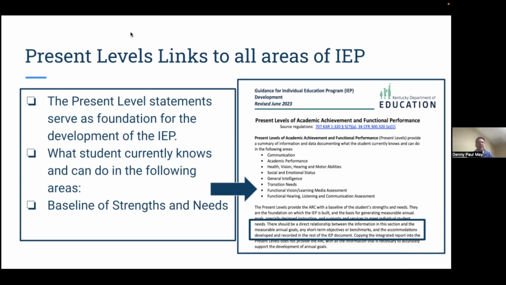It can't just be a big area. You can't just say he's got problems in reading. We have to hone down to reading comprehension or one of the 5 areas. And then, if we're doing other sections, and we'll see this a little bit later in the presentation, we've got to have data to support that.